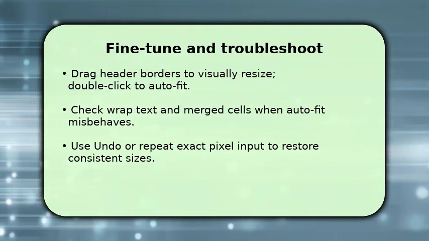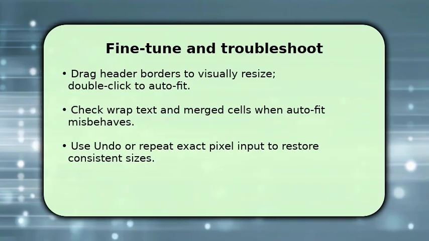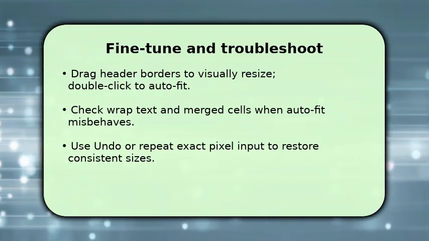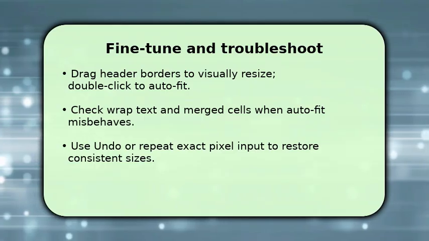If something goes wrong, use Undo immediately or reapply an exact pixel value to restore consistency. Finally, consider freezing key rows or columns.